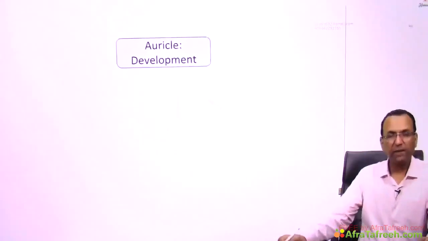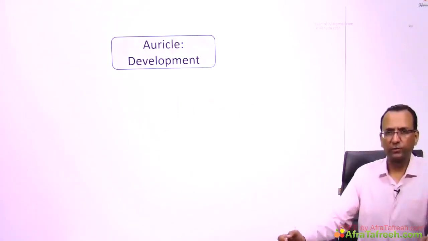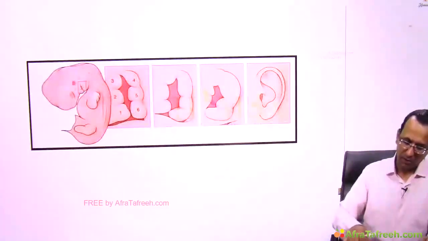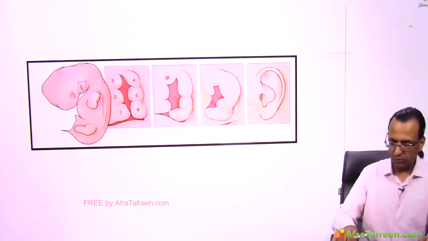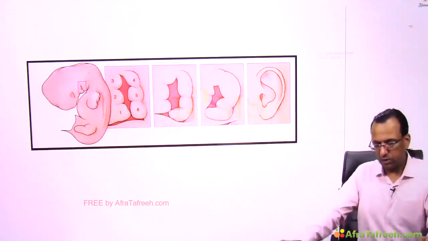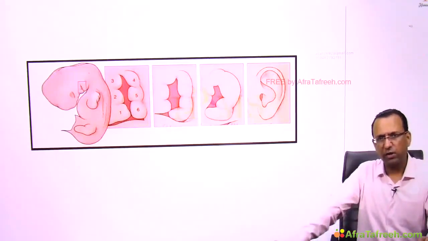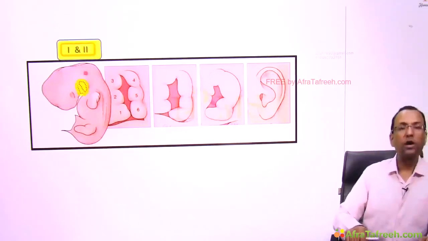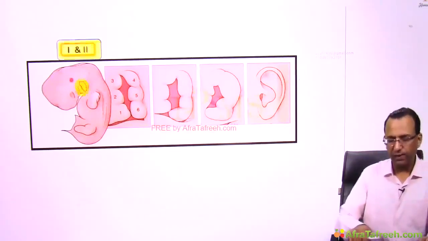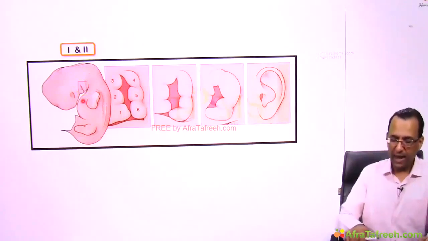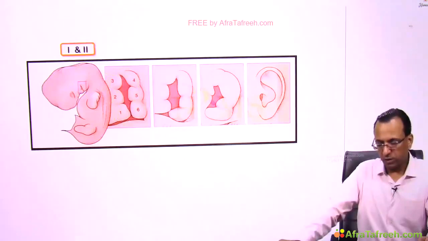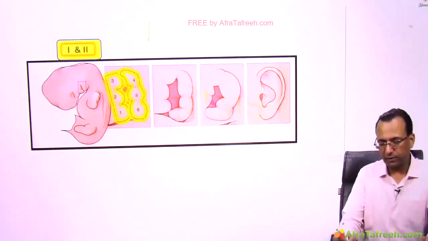Can we look at the developing auricle? There is a question asking about it. There are 6 auricular hillocks. Arch number 1 and arch number 2 contribute to the auricle. The first arch gives the first 3 auricular hillocks, and the second gives the next 3. Total 6 auricular hillocks.